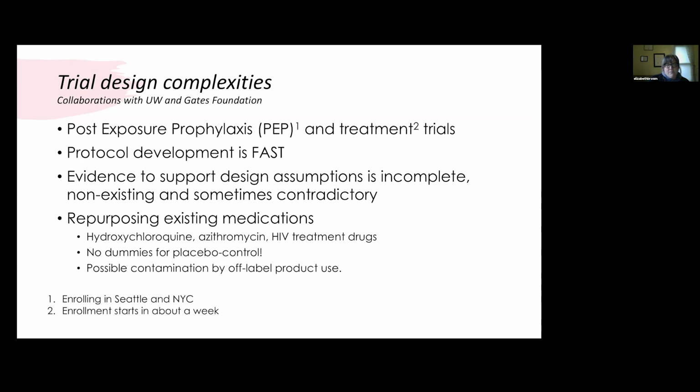The other feature is that we're also repurposing existing medications. Tom mentioned hydroxychloroquine and azithromycin, which you might all know is an antibiotic that also has some antiviral properties.